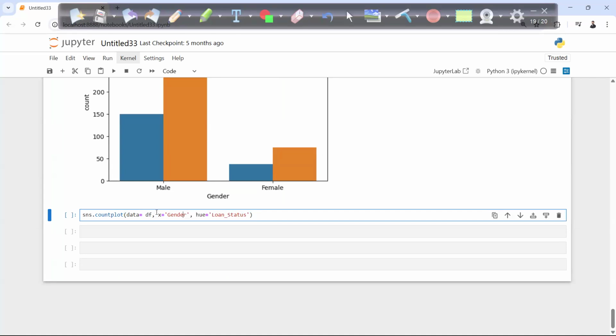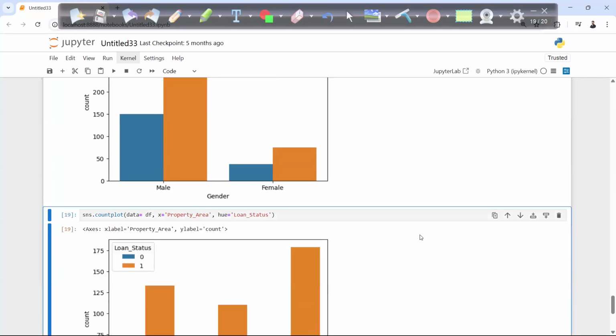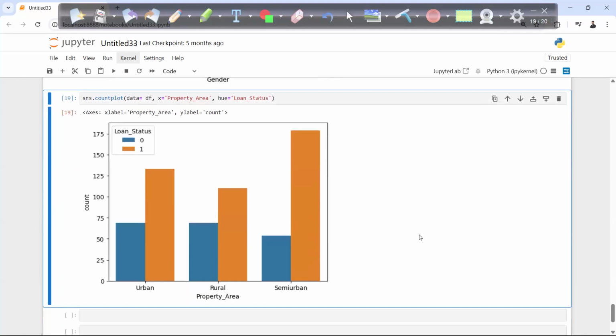So let me add property area. From the property area, can you conclude something? By seeing the chart, can you conclude something about property area?